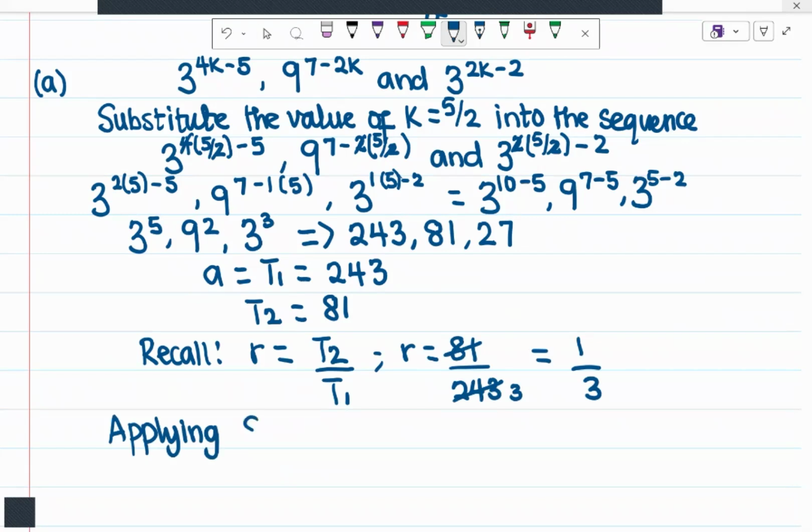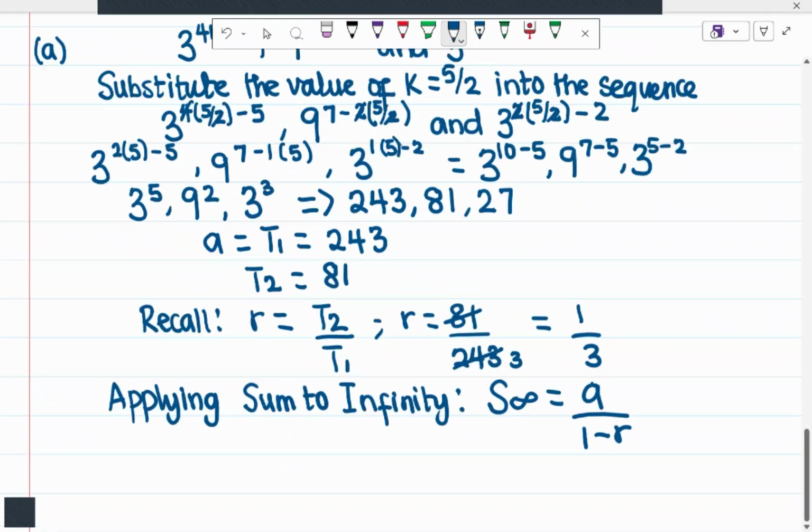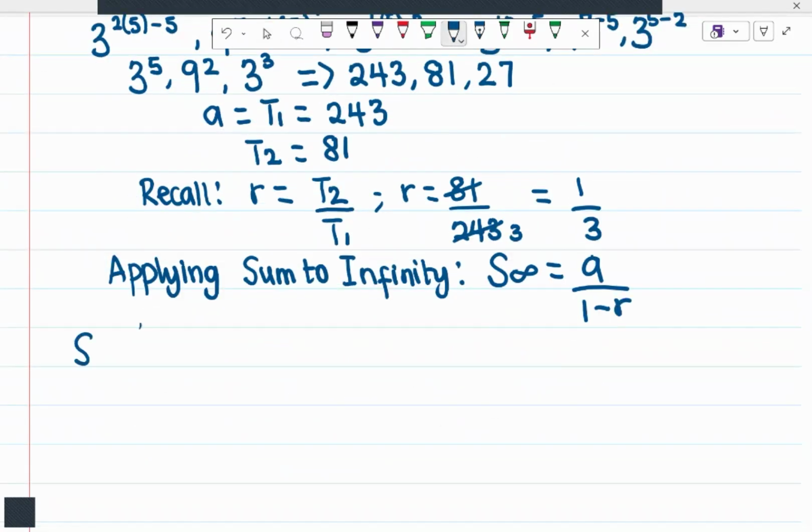So I will now be applying the formula for sum to infinity. Sum to infinity equals A over 1 minus R. When I have that now, what will it be? I have my sum to infinity equal to my A, which is 243, divided by 1 minus 1 over 3.